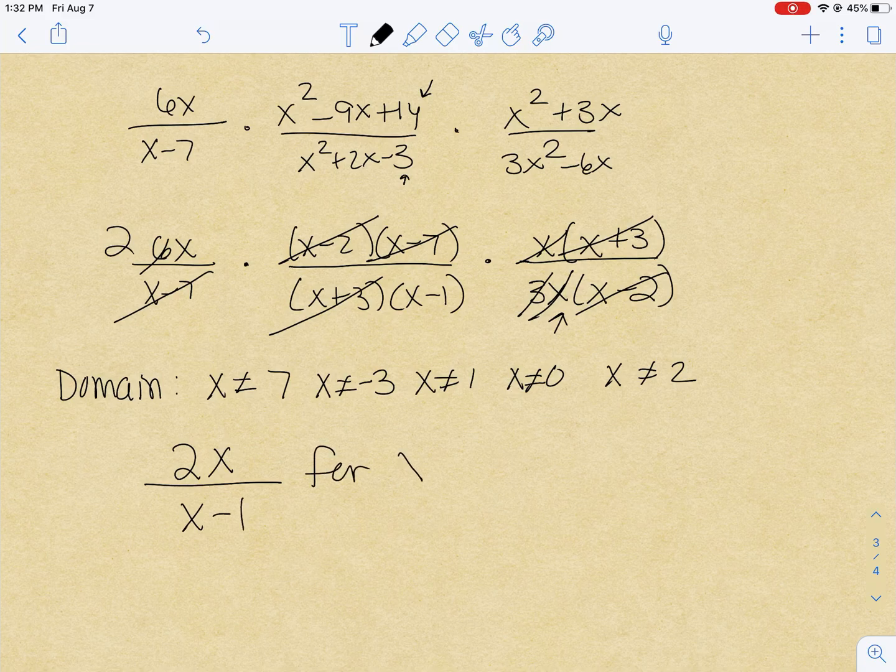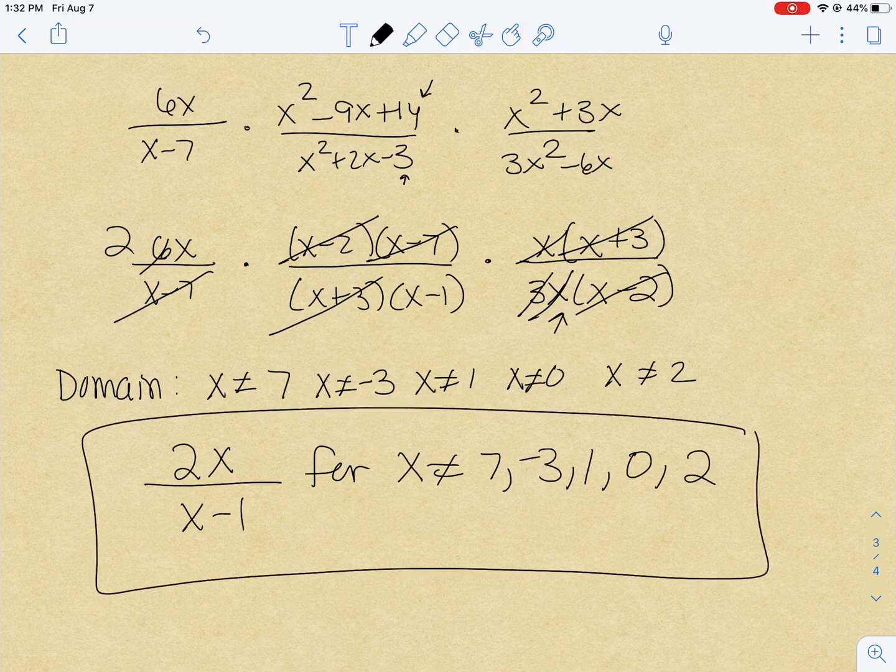And then I would say for x not equal to, we can't have 7, we can't have -3, we can't have 1, we can't have 0, and we can't have 2. So that's kind of what my answer would look like for this one. So this process is very repetitive. Factor, look for common factors in the numerator or the denominator, think about what your domain is, and then simplify.